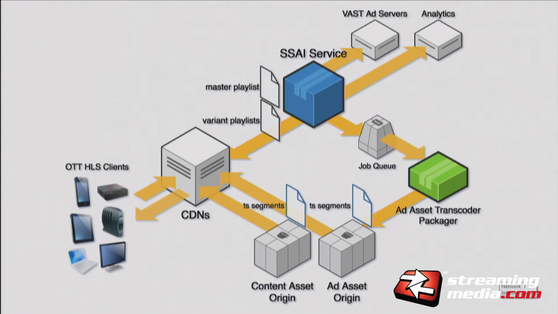If the ad server has an ad asset available for the client, we check if it's been transcoded and packaged. If not, it goes into a job queue where the ad asset transcoder packager handles all that and places it on the ad asset origin. And then the master and variant playlists are sent back to the client with the content TS segments and the ad asset TS segments stitched in.